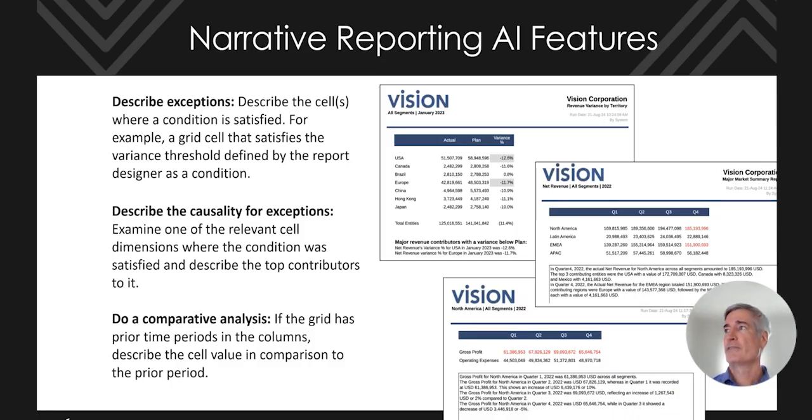One is exceptions, typically used for variance analysis. One is causality, where you're able to actually go in and see the details behind the numbers to see what's causing some of those challenges of the data. And the third is a comparative analysis to make commentary automatic when there's changes over time with the information. I'm going to go through a little presentation on each one and even show you how to set this up.